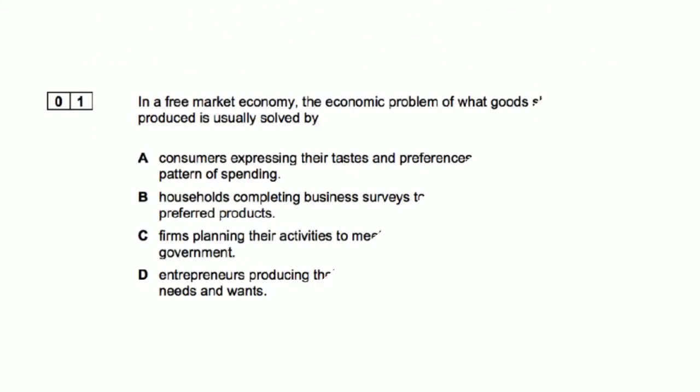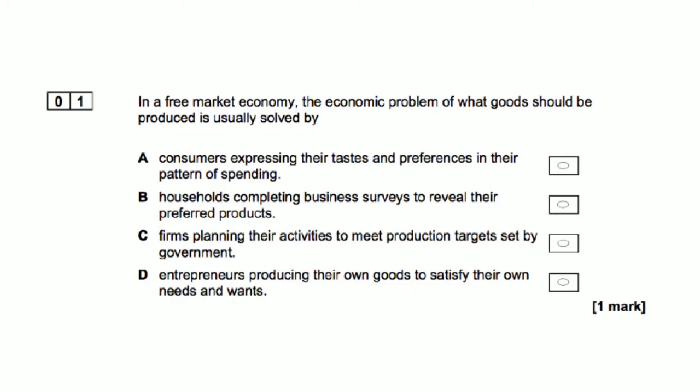Question 1 starts by asking, in a free market economy, the economic problem of what goods should be produced is usually solved by, and then we have our 4 options. The economic problem is what to produce, how to produce it, and how to distribute it. In a free market economy, the economic problem is solved by market forces.